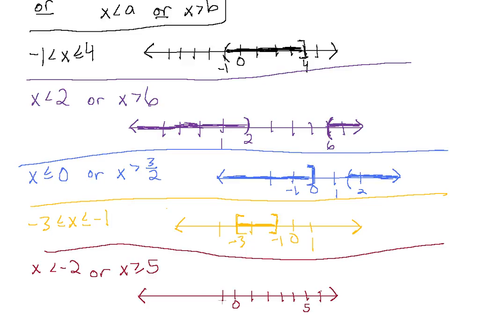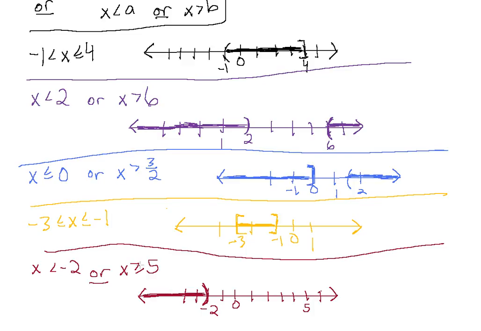This is 5. Here's -2. Okay, so we're going to have two different shaded regions here because we have an OR. This is an OR problem. So we want all the values for x that are less than -2. So we're going to shade to the left of -2. We're not going to include -2 because it's just less than. So we put a parentheses here and we shade to the left.